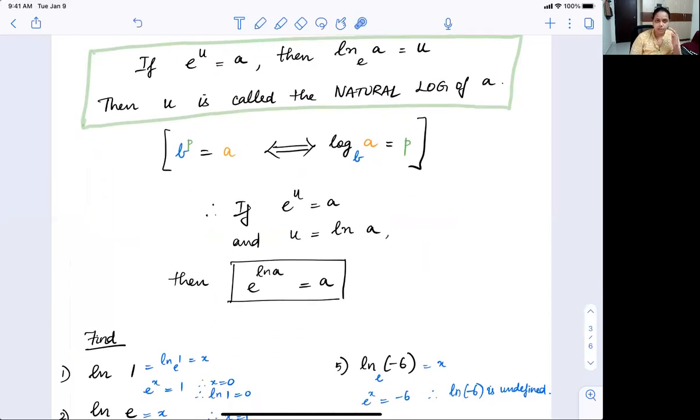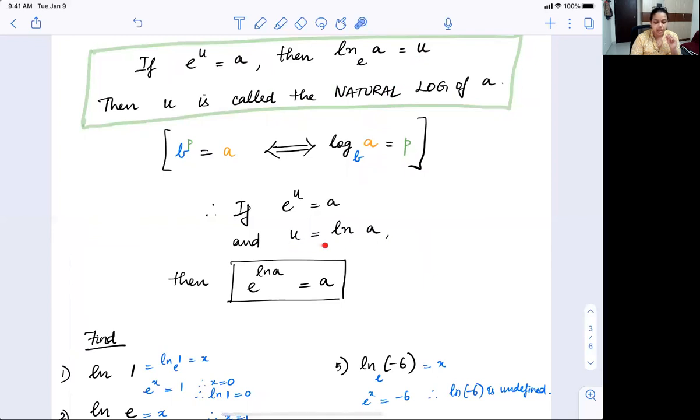If e to the power u is a, then ln of a to the base e is u, which follows straight away from how we define the logarithm. And now u is called the natural log of a. So if e power u is a, then u is just ln of a to the base e.